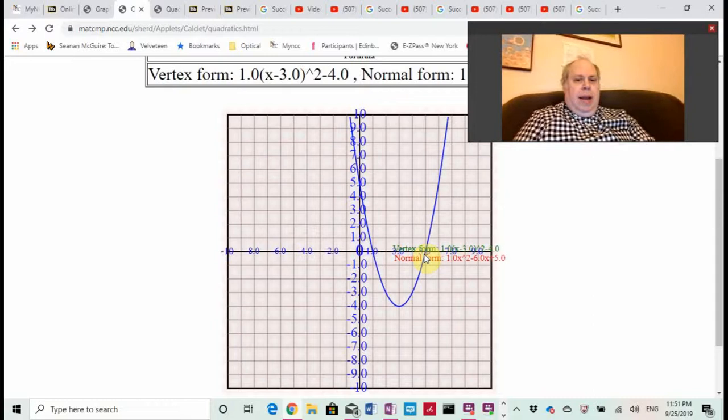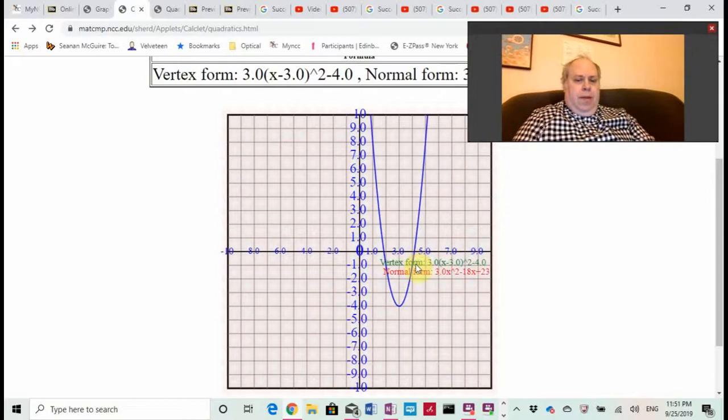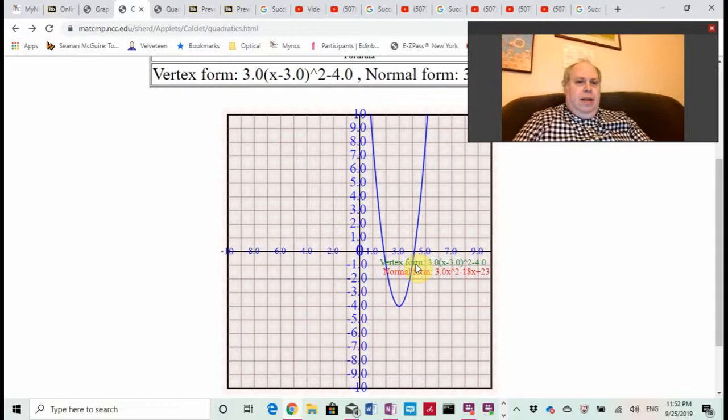But quadratics can have other shapes. So we can, for example, have the 3x squared quadratic. You see, in the vertex form, it's 3 times x minus 3 squared minus 4. Now it's going over 1 up 3, over 2 up 12. That's right, 12.